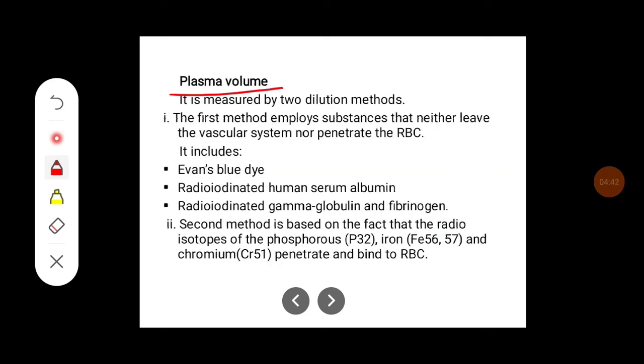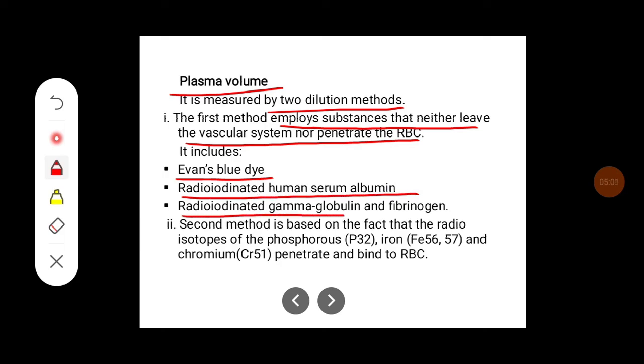Plasma volume. It is measured by two dilution methods. The first method employs substances that neither leave the vascular system nor penetrate RBC, which are Evans blue, and radioiodinated human serum albumin, and also radioiodinated gamma globulin and fibrinogen.